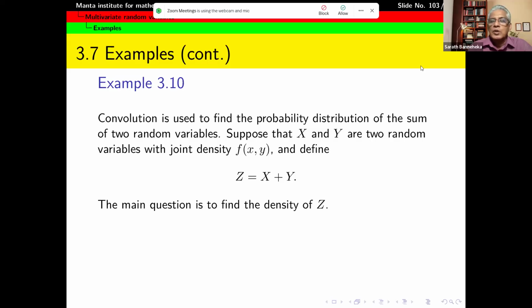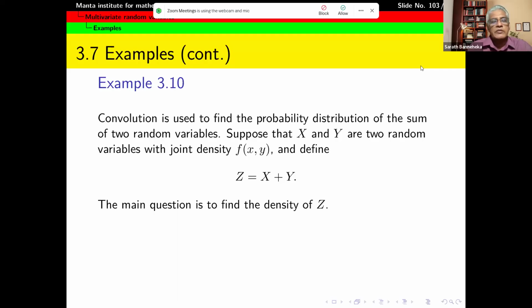Welcome back to part two of the lecture. In the first part, we discussed two examples where we looked at two probability models for the movement of an oil spill. In this part, we are going to start with a new topic. Actually, it's called convolution.